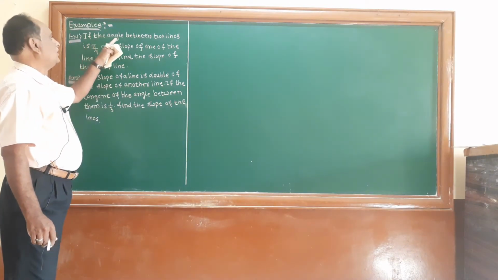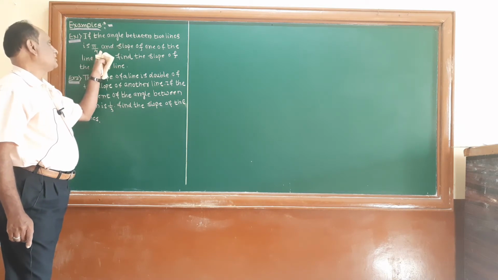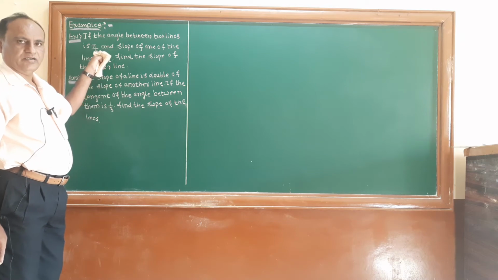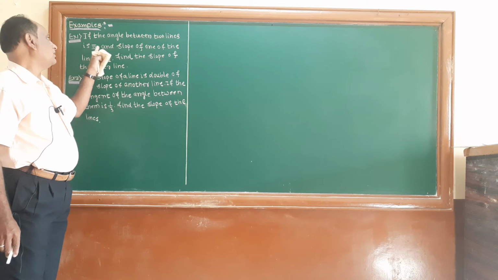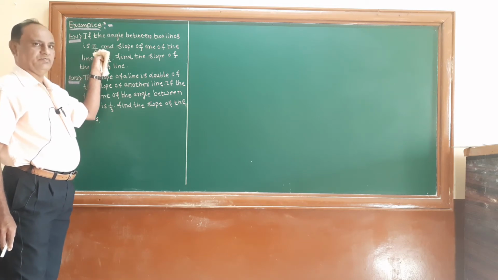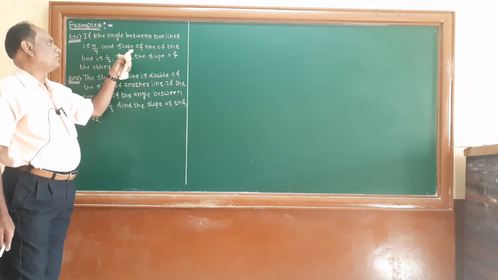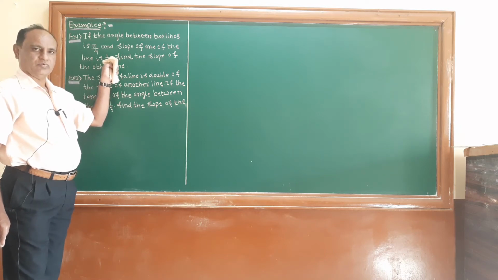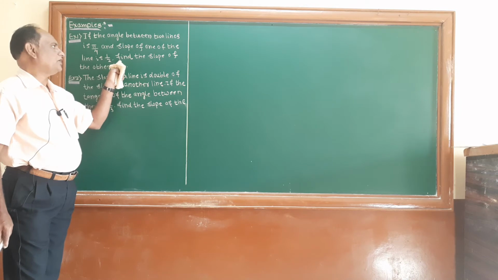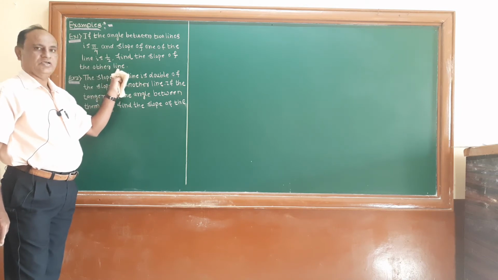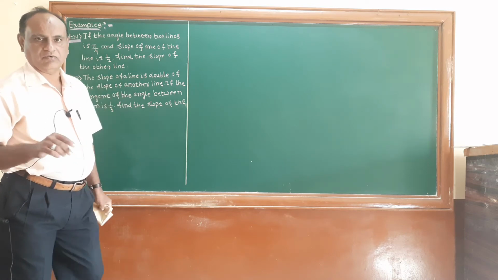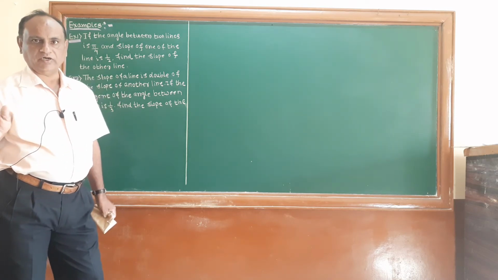If the angle between the two lines is pi by 4, it means that in the given things, theta is equal to pi by 4, and the slope of one of the lines is 1 by 2. It means m1 is equal to 1 by 2. Find the slope of the other line. Suppose m2 is equal to m; we have to calculate the value of m.